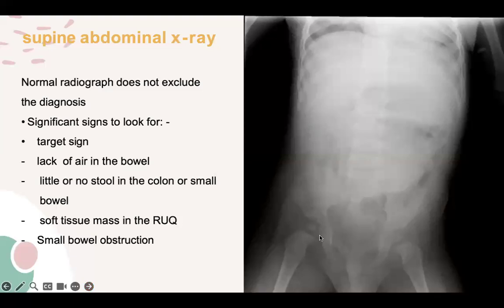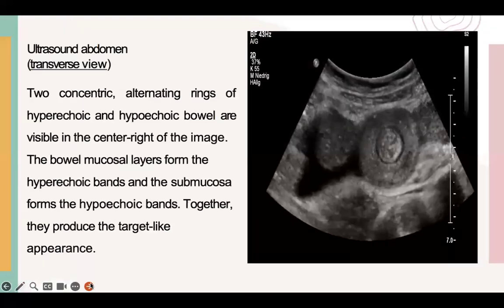Here you can see there is no fecal impaction or air under the diaphragm. There is a distended large bowel loop here. Otherwise, no other findings. Then we'll look further with an ultrasound abdomen as well.